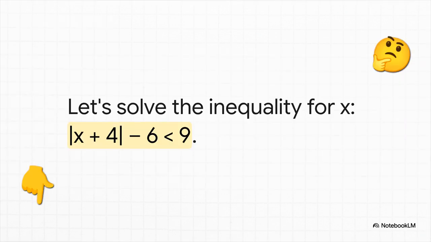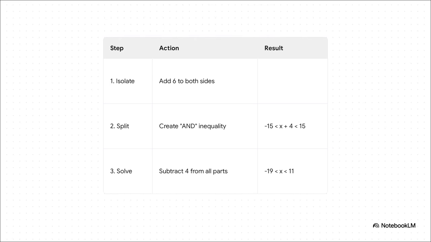Okay, here's our first target. See that less than sign? That's our big clue. It's screaming at us that we're dealing with an and problem. We're about to make a sandwich. Let's deploy those 3 steps. Let's walk through it. Step 1, we add 6 to both sides to get that absolute value part all alone. Super easy.